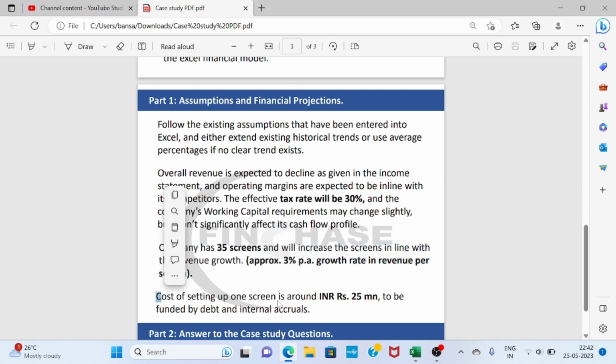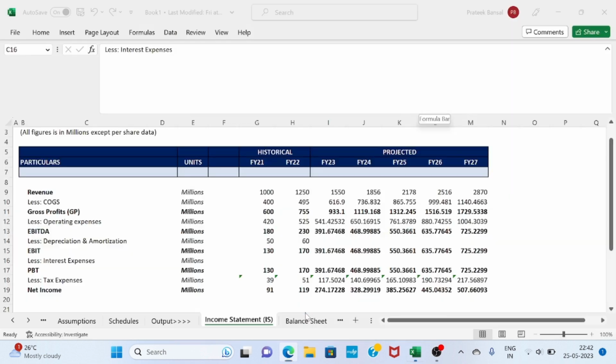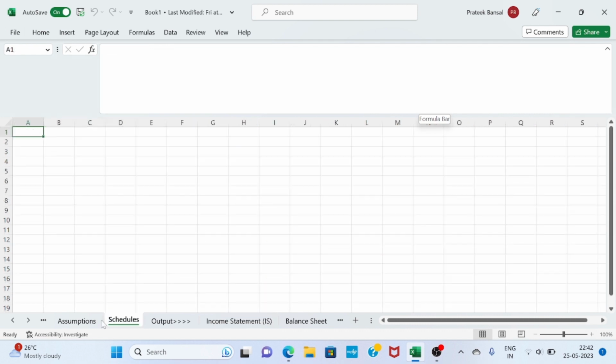The second piece of information we have is that the cost of setting up one screen is around 25 million. That is, if the company wants to increase from 35 screens to 36 screens, the company needs to pay an extra 25 million to fund that extra screen. We also have the data that this extra 25 million for an extra screen will be funded by debt and internal accruals. So let's see how we are going to use this information to calculate our capex.